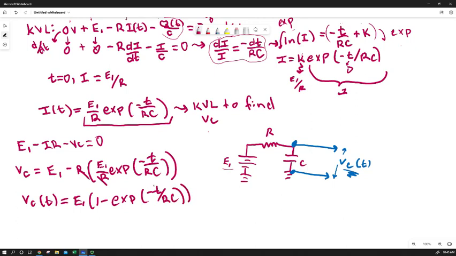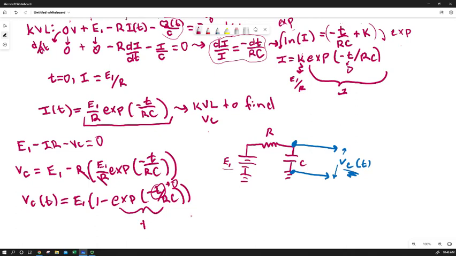Okay, so we can take a step back and ask, does this make sense? Let's start with a shorting condition. We first hit the switch, right? There's no charge on the capacitor, so the capacitor should act like a short, which means the voltage drop over it should be 0. It's shorted, no voltage drop. So let's make sure the math matches what we know the electronics should do. If t were 0, this exponent term would be 1. 1 minus 1 is 0, so V sub C equals 0.